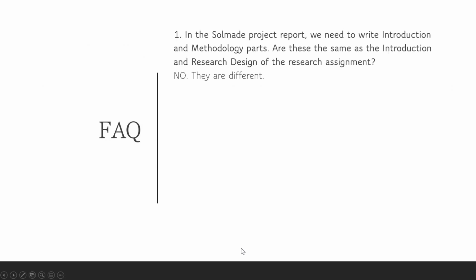Some students asked, in the Solmade project report, we need to write introduction and methodology parts. Are these the same as the introduction and the research design part of the research assignment? No, they are different. In the Solmade report, the introduction and methodology parts are used to write about the whole Solmade project. What is the project about and what kind of methodology you have used. While the research design and introduction part of the research assignment is only for when you investigate the public opinions, what kind of research methodology you have adopted. And please strictly follow the subheadings and the main headings on page 23 to formulate your research assignment.